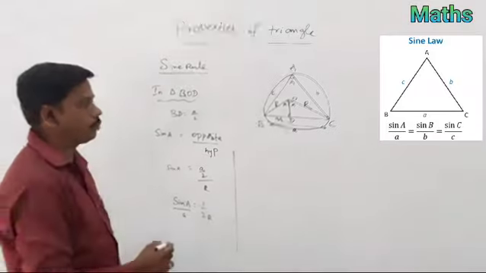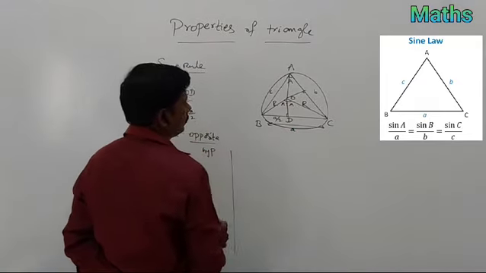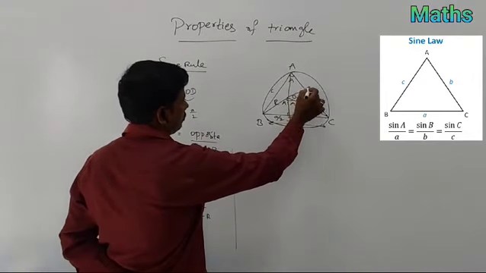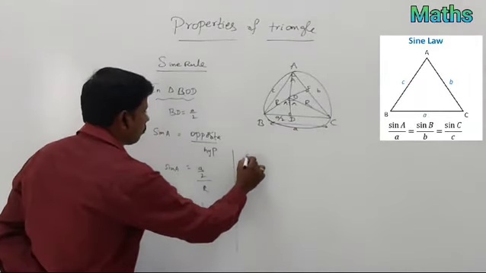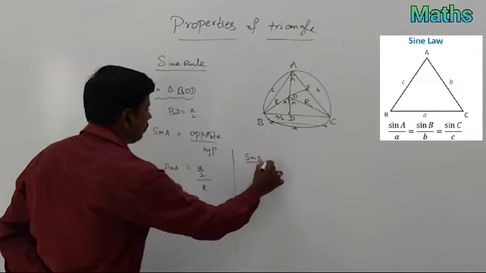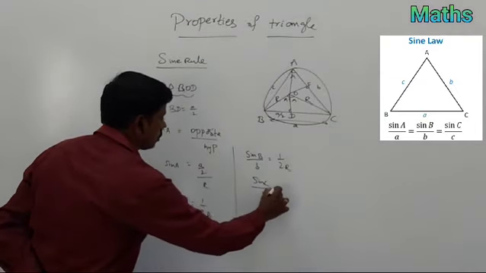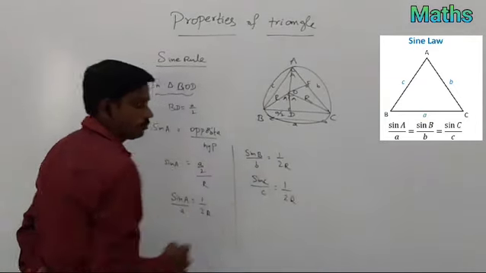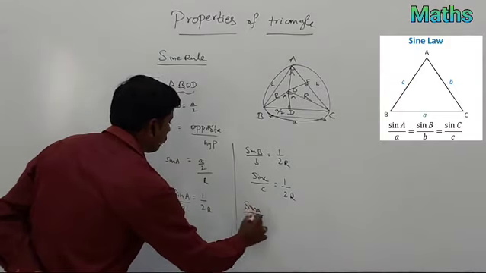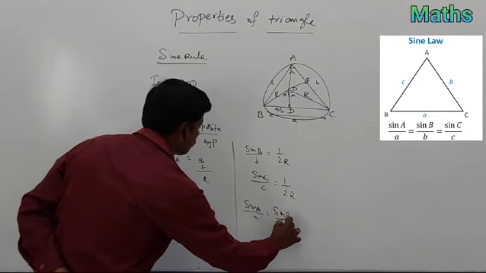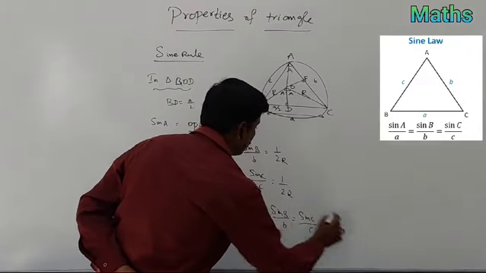So similarly you can prove it. Now take the perpendicular here, and the distance will be b by 2. So similarly you can prove that sine B by small b equals 1 by 2R and sine C by small c equals 1 by 2R. So we conclude that in the sine rule, sine A by small a, sine B by small b, sine C by small c, the constant is 1 by 2R.